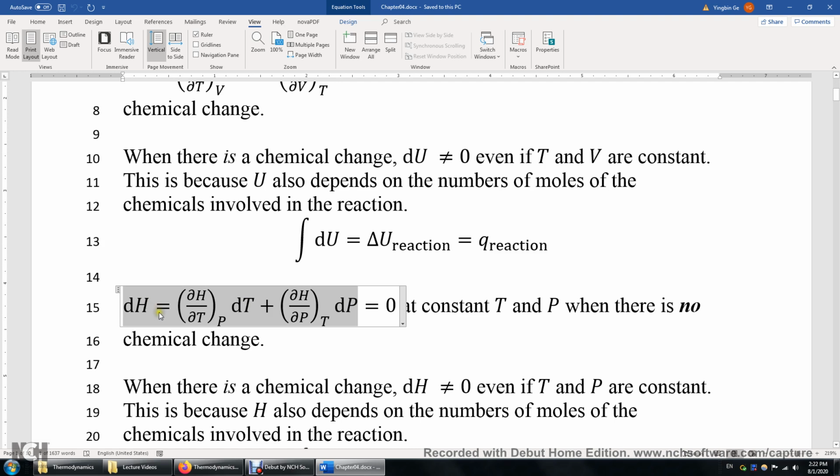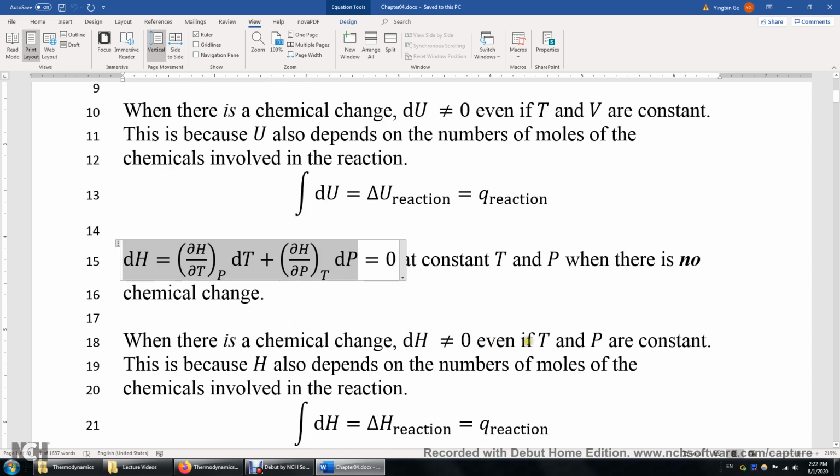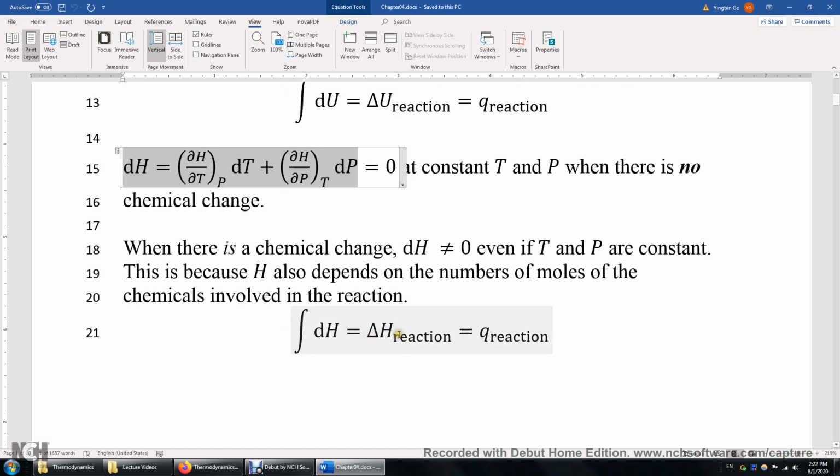When there is some chemical change, chemical bonds are broken, some other new chemical bonds are formed. Therefore, under this condition, even if T and P are constant, enthalpy changes. And what's the enthalpy change? It can be determined by measuring the heat of the reaction.